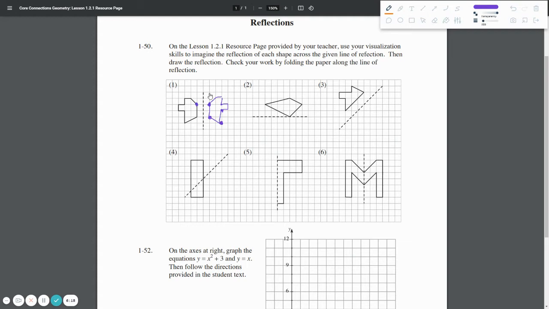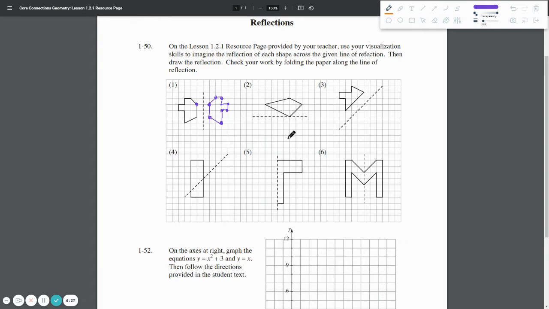Now, usually with reflections, I suggest you all use tracing paper. You don't have to use tracing paper, especially for reflections. But if you were to hold tracing paper to this, you can just trace the picture and then sort of fold it over this line, because we think about lines of reflection as if we can fold.